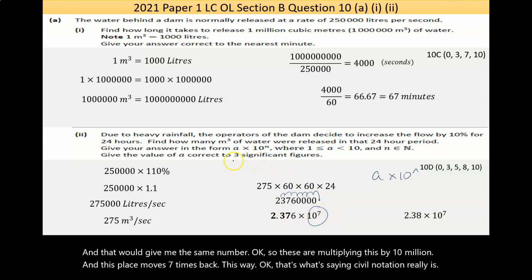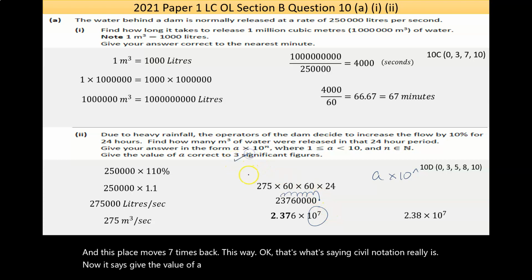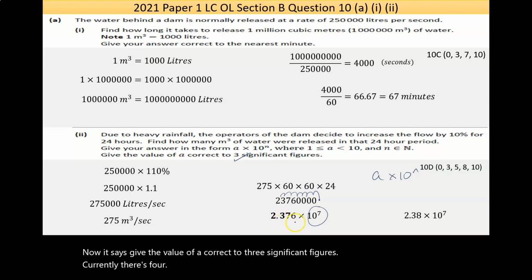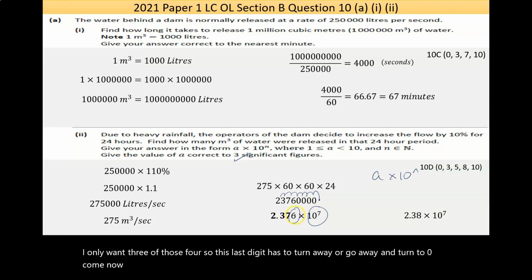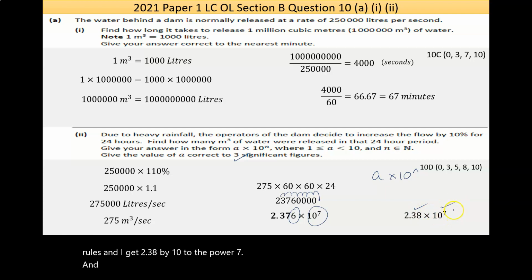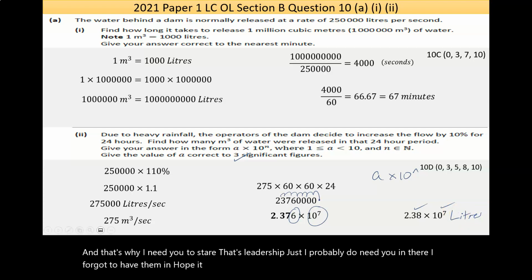And that's what scientific notation really is. Now it says, give the value of A correct to 3 significant figures. Currently there's 4. I only want 3 of those 4. So this last digit has to go away or turn to 0. At the moment it's 6, so the number prior to it will go up by 1, just like normal rounding rules. And I get 2.38 by 10 to the power 7. Do I need units there? That's liters. Yeah, I probably do need units there. I forgot to add them in. I hope I didn't lose half a mark there. And that's part A, parts 1 and 2.